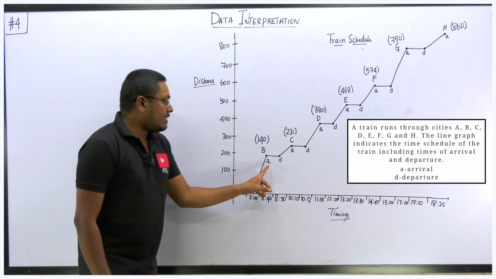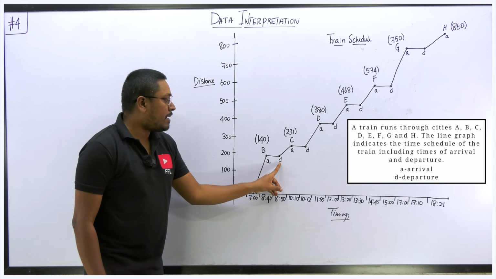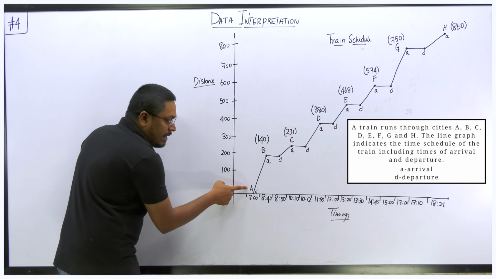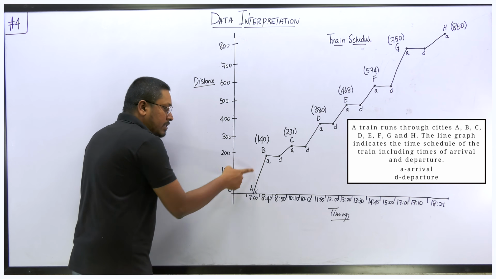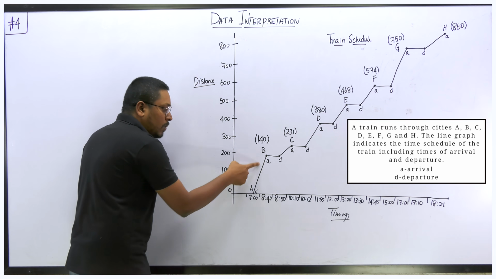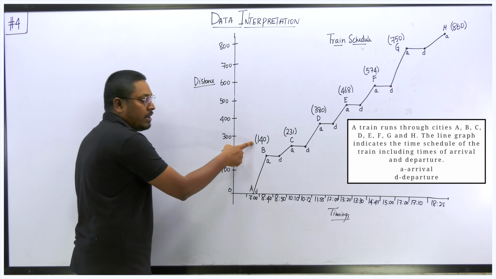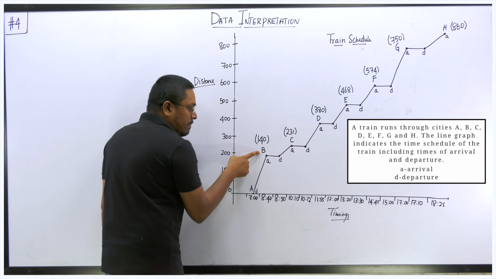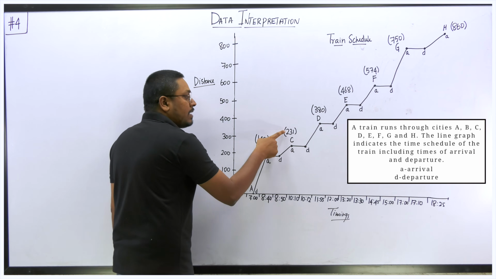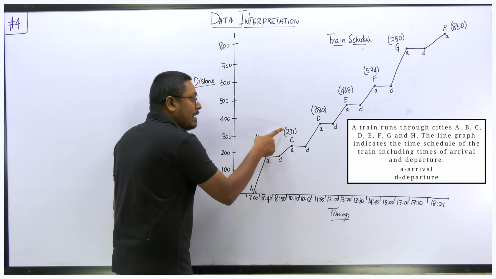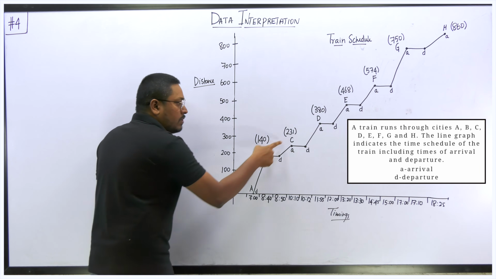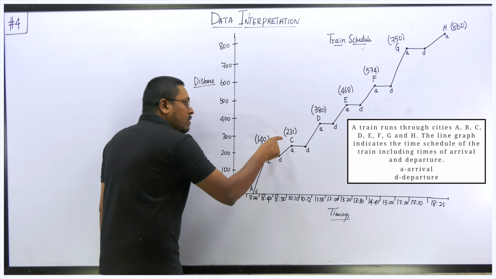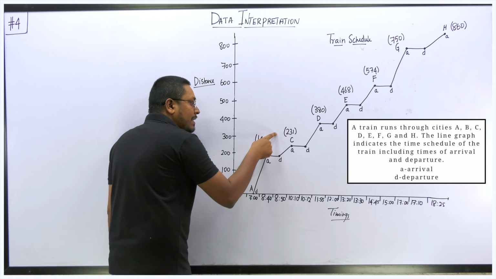So these small letters, right? A will be arrival, D will be departure. The meaning here is, first the train starts from city A and reaches city B. City A to city B, the total distance is how much? 140 kilometers. Similarly, from city B to city C, what is the total distance? 231. Just listen here, this 231 is from this point, from A to C it will be 231. In order to find only this distance, you have to find the difference.